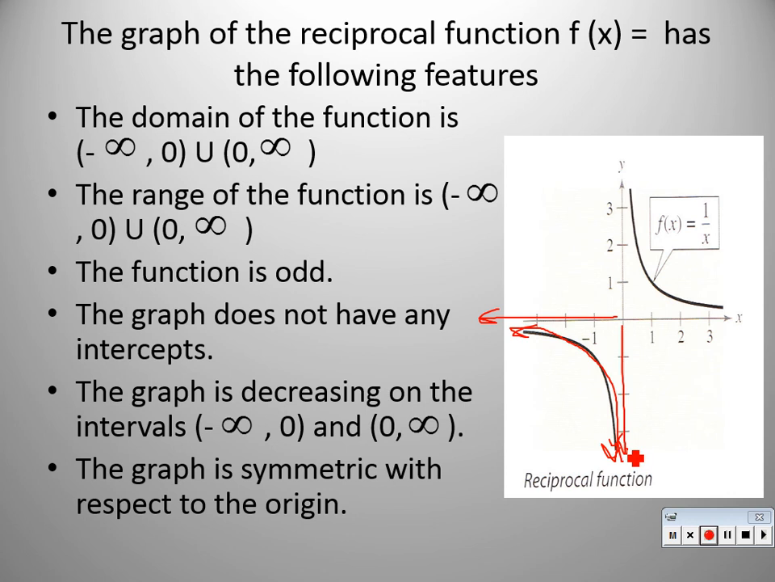And then the same thing with this piece up here in quadrant 1. As it moves up this direction, it will come real close to the y-axis, but will never actually cross it. And then the same thing as we look at it this way, this piece here will come real close to the x-axis, but will never actually cross it. So that's what's known as the reciprocal function.